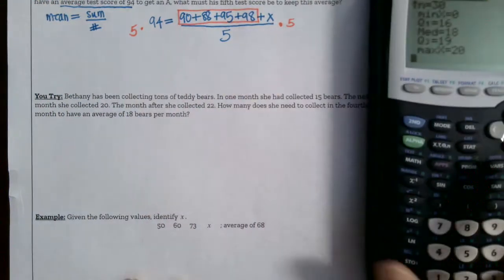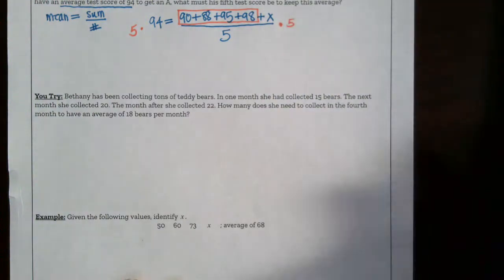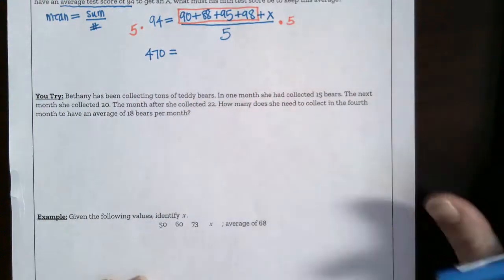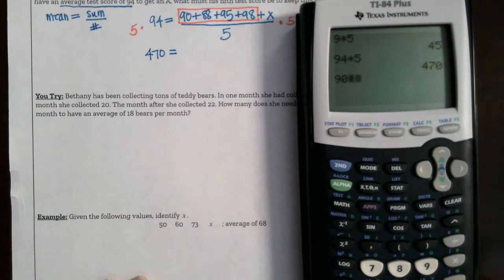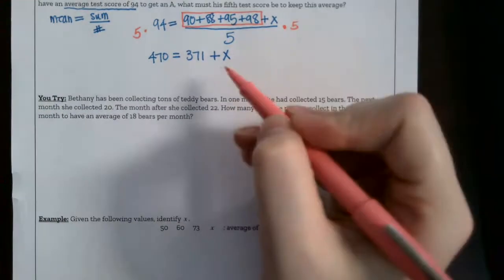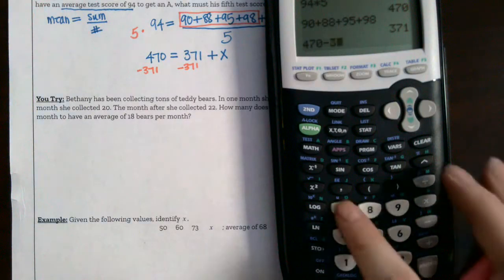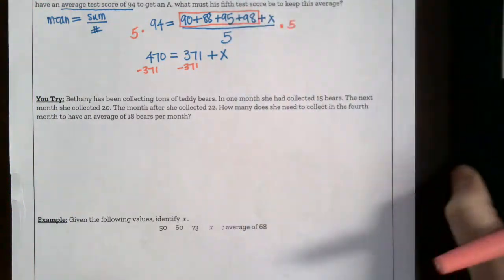So 94 times 5 is 470. And then I'm going to add up those values together, and I get 371. And I still have that plus X. And then since these are being added together, I just have to subtract on both sides. And we get 99.